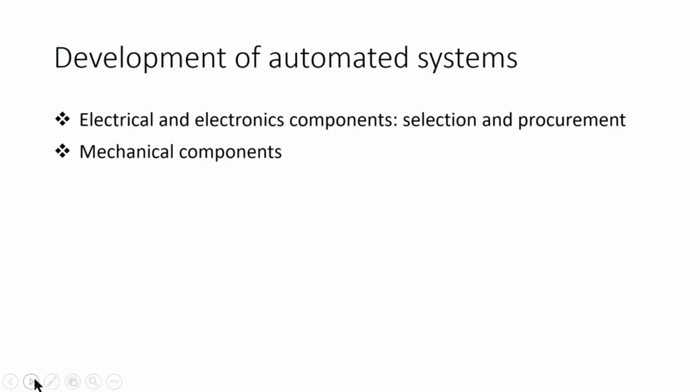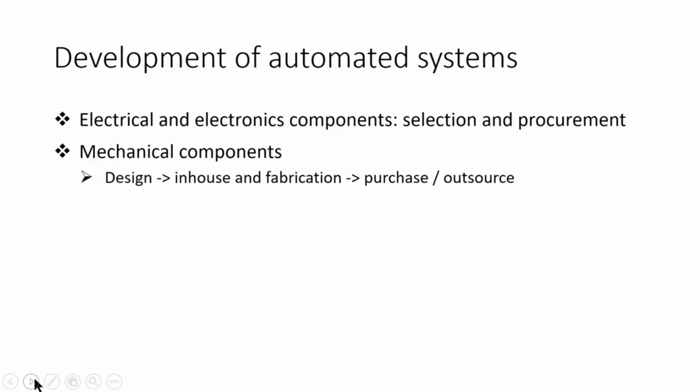But my friends, we also need the mechanical components to build an automated system. The mechanical components may be a variety of links, mechanisms, the structure of the automated system, its skin or the body of the automated system. So, all these mechanical components are to be designed, and then we have to take the decision whether these components are to be manufactured in-house or they are to be procured from the outside.